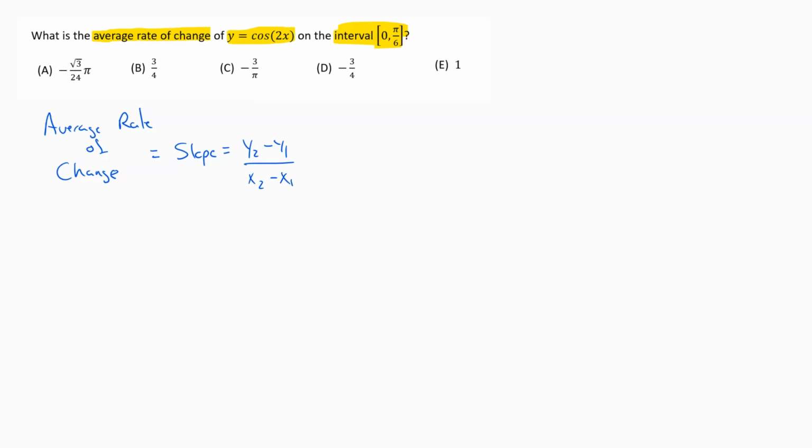So what's happening on this problem is they're starting us off by giving us our two x values. Those are coming from the interval here. So x1 would be 0 and x2 would be pi over 6. And then what we need to do to solve this problem is go find the y1 and the y2 values, the y values that go with those x values. And once we have that, then we just pop them into our slope equation and we're done.